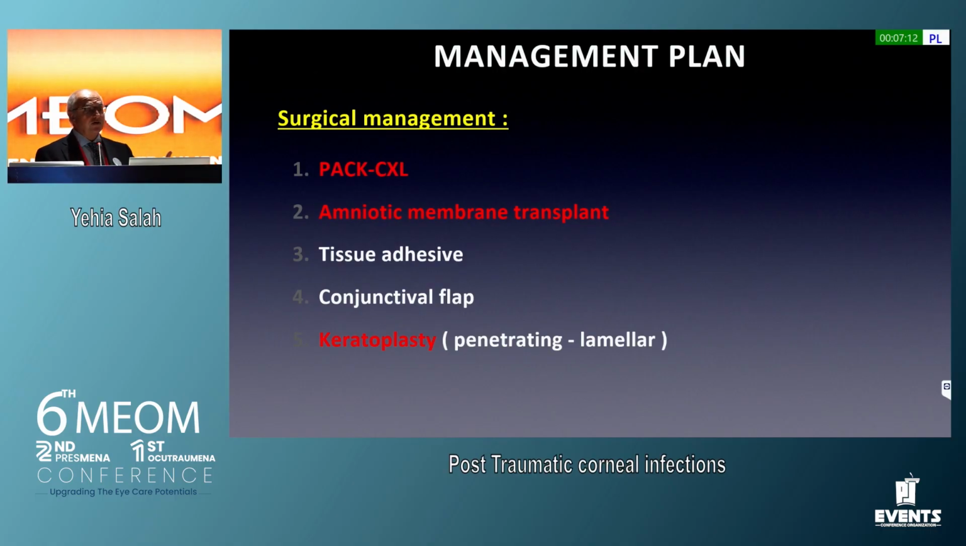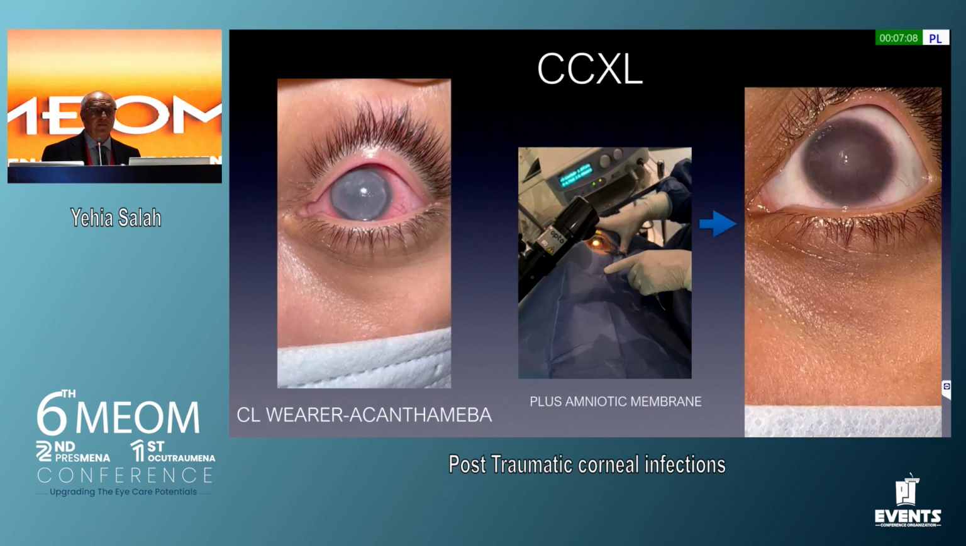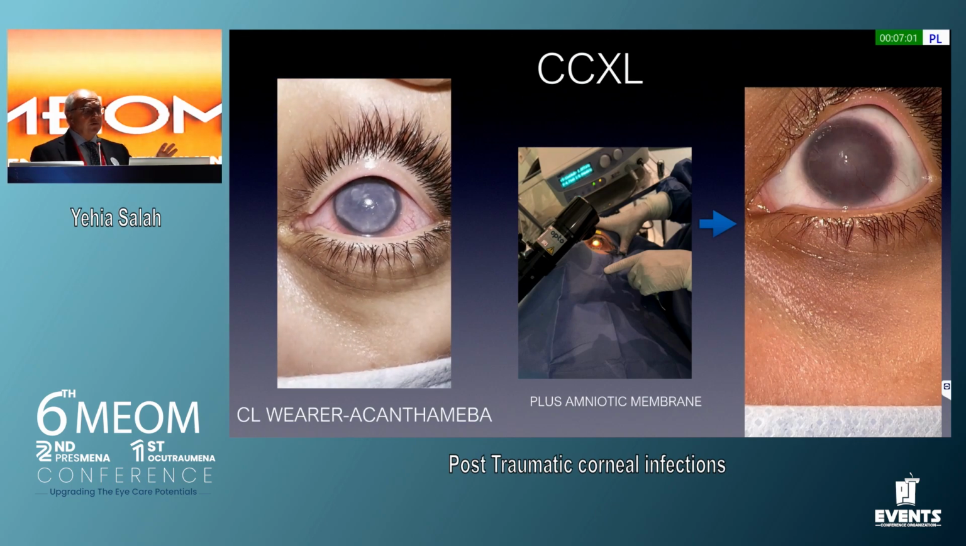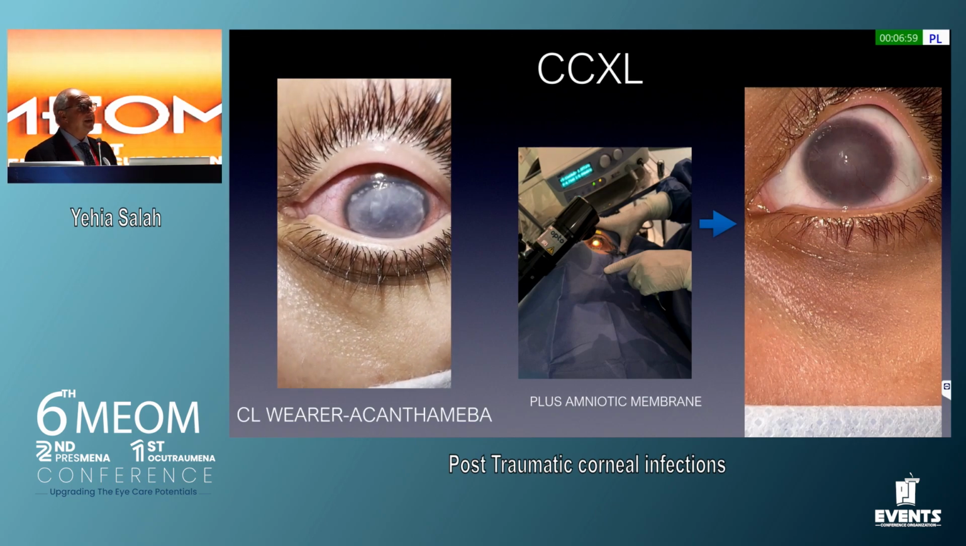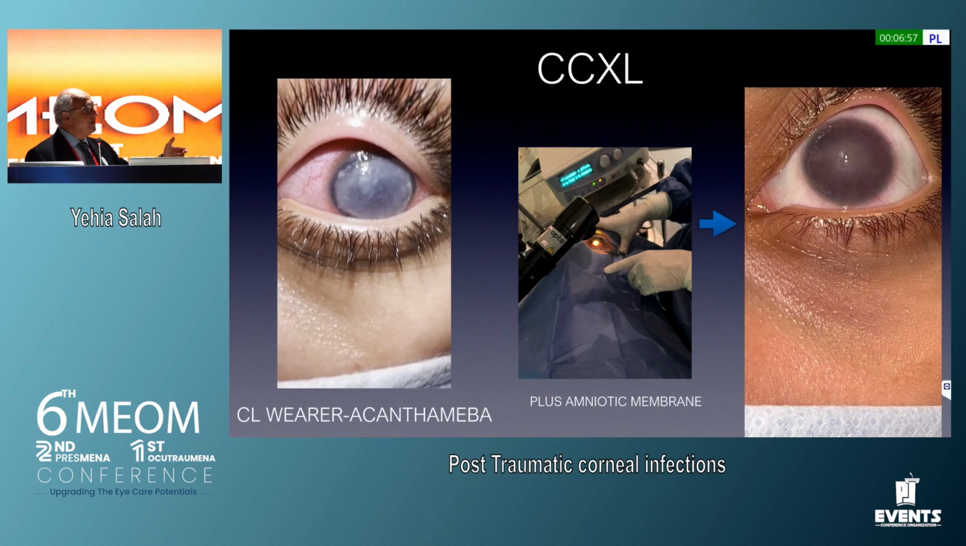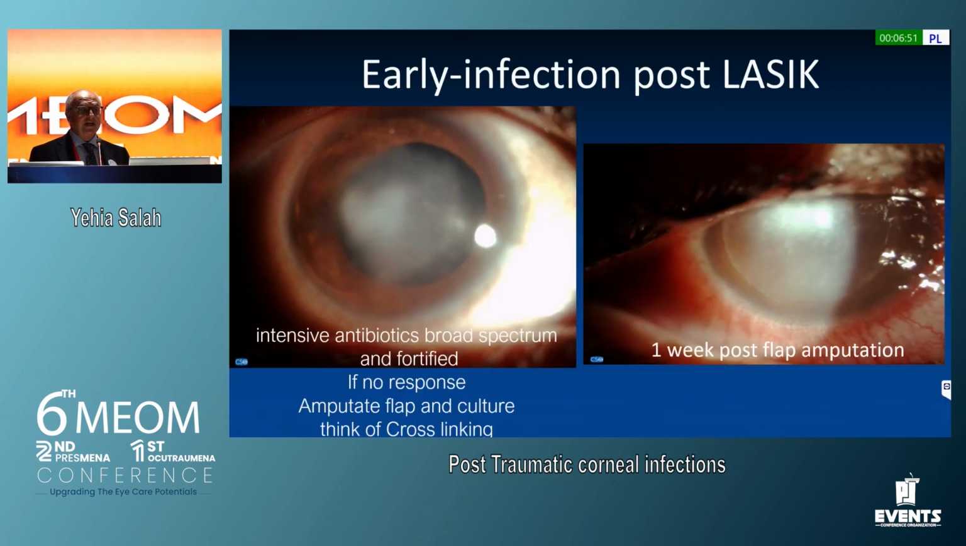And this involves surgical management: either cross-linking, amniotic membrane, tissue adhesive, conjunctival flap, or keratoplasty. And I'm going to stress 2 things. The cross-linking, you can see this is a patient, even with acanthamoeba. We use now cross-linking to help the treatment or to improve the condition in cases, even acanthamoeba, fungi, bacterial, and you can see the change of the patient.